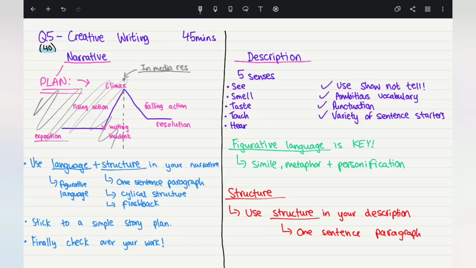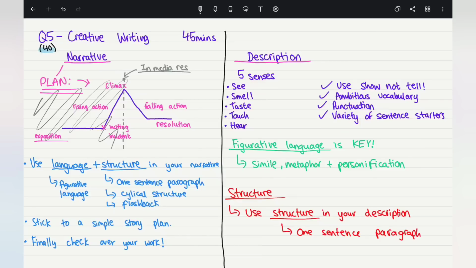Punctuation, use a variety of punctuation. The examiner wants to see how you use punctuation. So that's not just commas and full stops, but also using colons, semicolons, brackets, hyphens, and dashes. A variety of sentence starters. So don't just start every sentence with as I or the. Mix it up, show some variation. Start with a compound adjective. Start with a simile. Start with a prepositional phrase. Start with a one-word sentence. Mix it up and make it interesting.